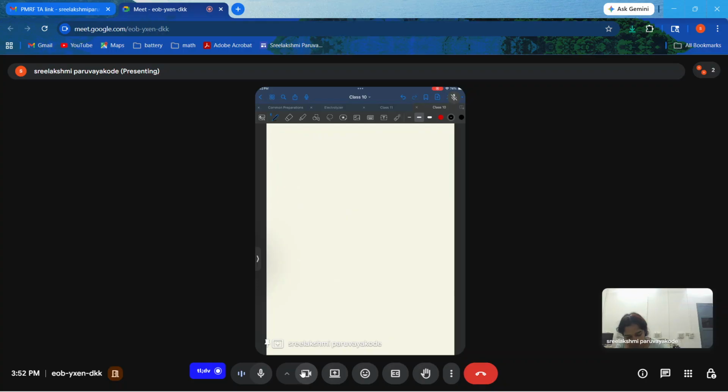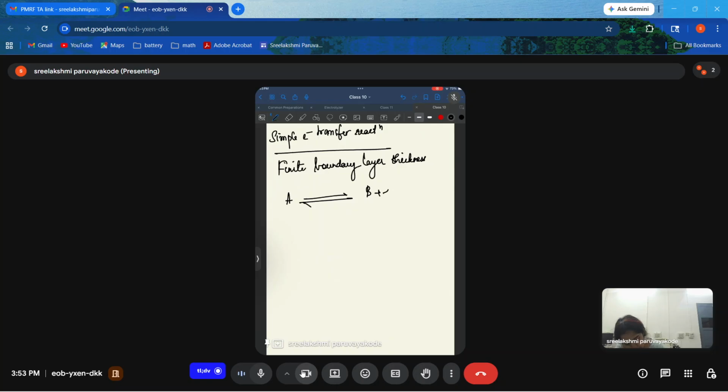Now let's go to the next one, which is simple electron transfer reaction, where I'm talking about finite boundary layer thickness. So where you have A giving B plus electron, you have K1 and K minus 1. So you have IF, which is equal to F into, formula remains same as before.